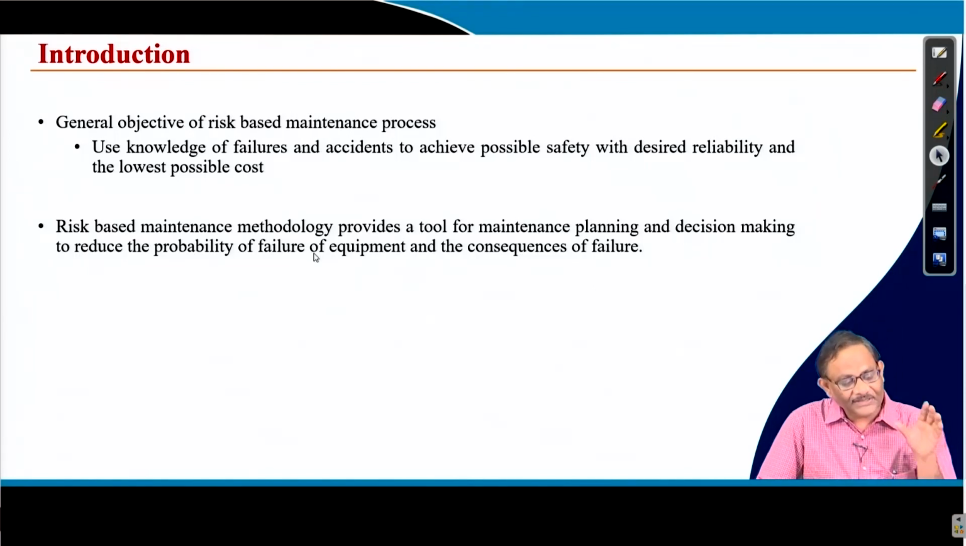But anyhow, what is the risk-based maintenance methodology? The risk-based maintenance methodology provides a tool for maintenance planning and decision making to reduce the probability of failure of the equipment or system and the consequence of the failure. So the approach takes into account both the failure of the equipment and the consequence of the failure, and it is a planning tool.